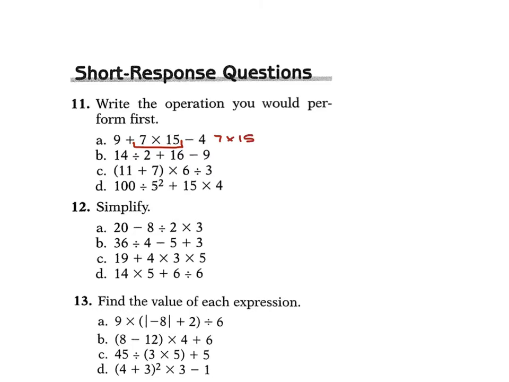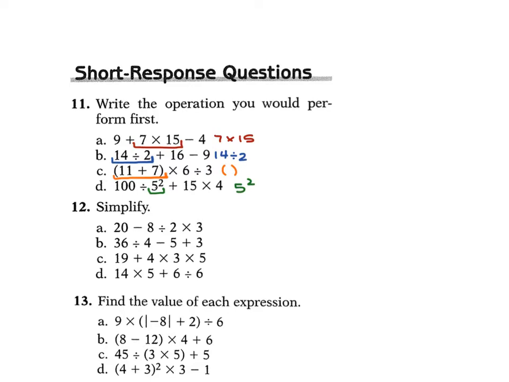For B, you have 14 divided by 2 plus 16 minus 9. Because there's that division, that 14 divided by 2 would come first. For C, you have 11 plus 7 times 6 divided by 3. For this, you would do what's in the parentheses first, which is the 11 plus 7. For D, you have 100 divided by 5 squared plus 15 times 4. No parentheses. Exponents, yes. You have 5 squared, so that's what you would do first.